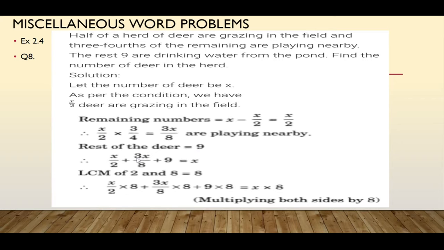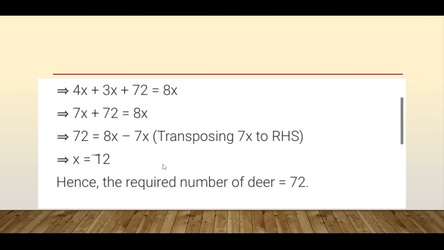So, how to form the equation? Basically, if you add all the three categories, which are the ones which are grazing, the ones which are playing nearby, and the remaining which are drinking water, you'll again get the whole number of deers, which is x. Now, you can take the LCM in the LHS, and then simply by the transposition method, you'll solve the equation and the value of x will come out to be 72.